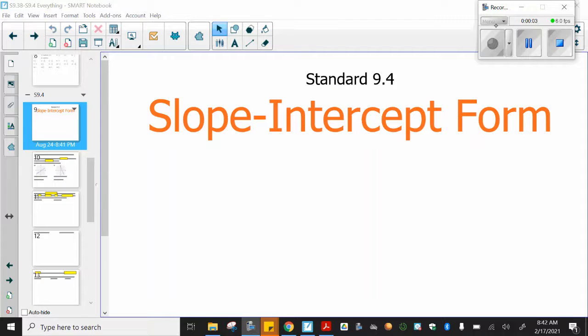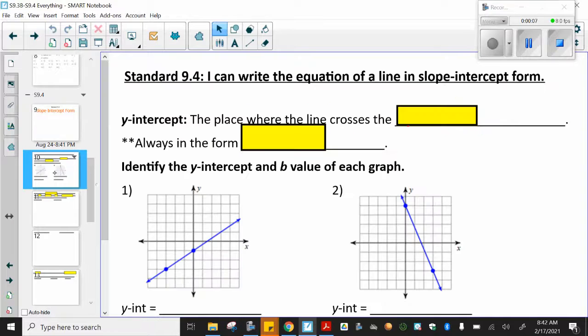Hello. We are looking at slope-intercept form for standard 9.4, which says I can write the equation of a line in slope-intercept form. This is going to be kind of new, I hope. Maybe there's some information you guys are missing.